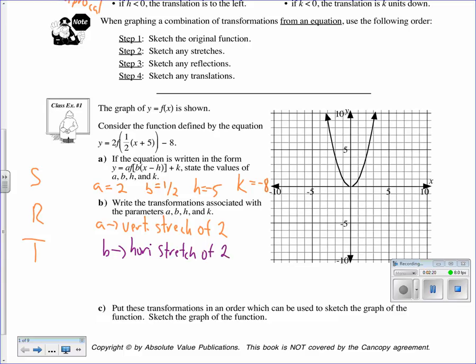I have a translation that takes place. All the x values are having -5 applied to them. So that's a shift to the left of 5. And the K is my y effect. So this came from H. My K is my vertical, and that's a vertical shift down 8, or a vertical shift of -8. Let's see if we can apply that elsewhere.